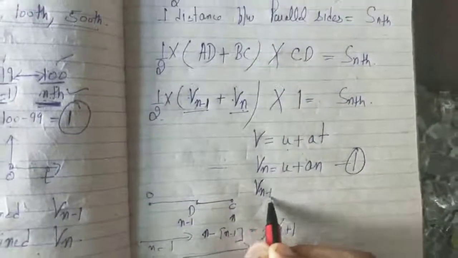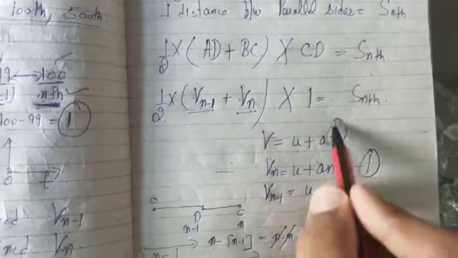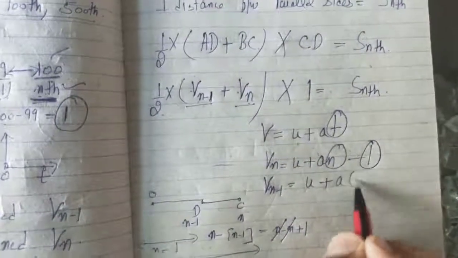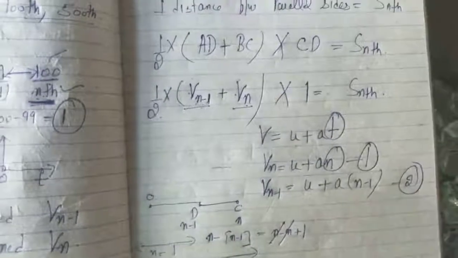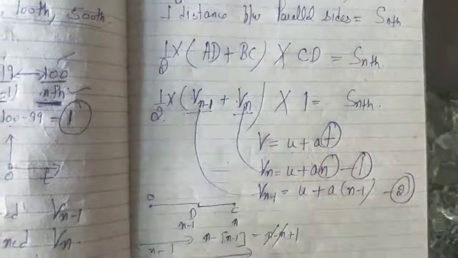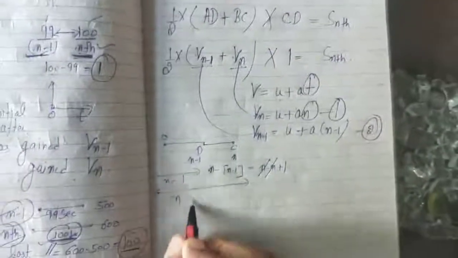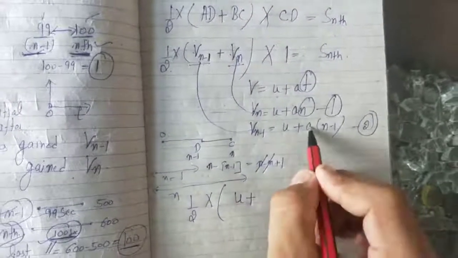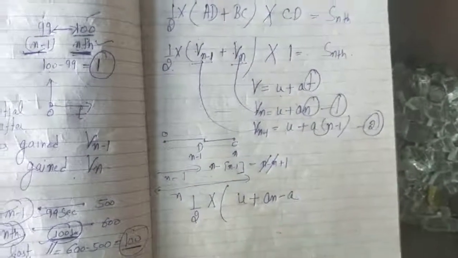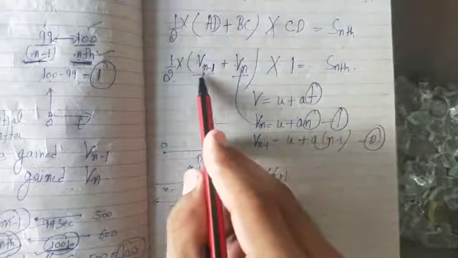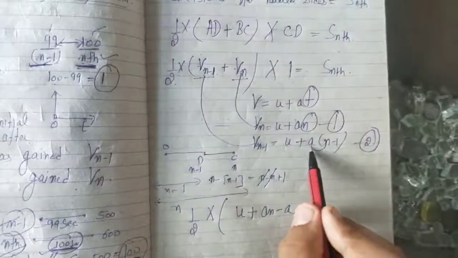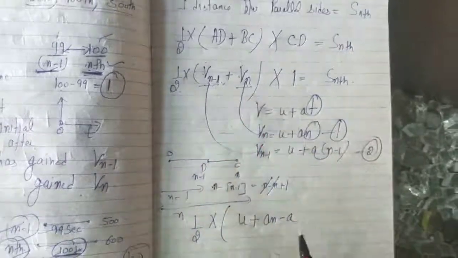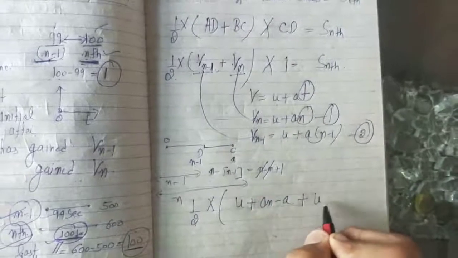Wherever there is t, put n minus 1, because this is the velocity at t seconds and that is the velocity at n seconds. So what will be the velocity at n minus 1? It will be this. So you got the value of Vn, put it here. You got the value of Vn minus 1, put it here. So half into the value of Vn minus 1 is u plus an minus a. Then it's plus, so put plus here. Put the value of Vn. What is the value of Vn? u plus an.